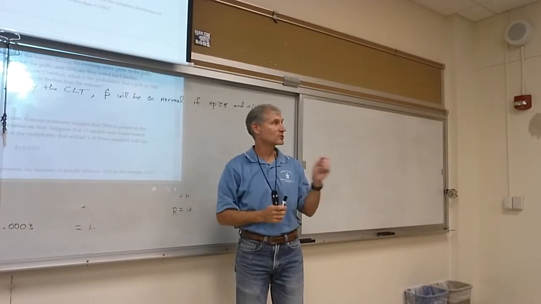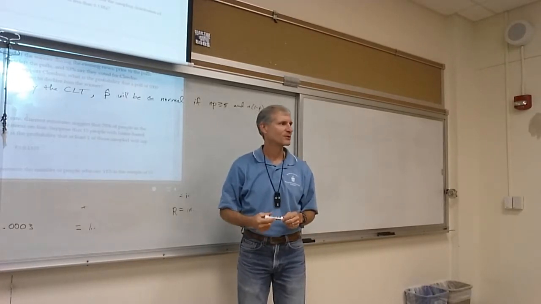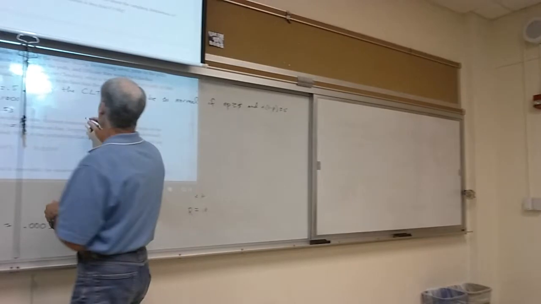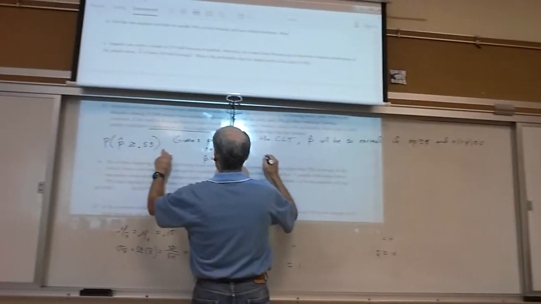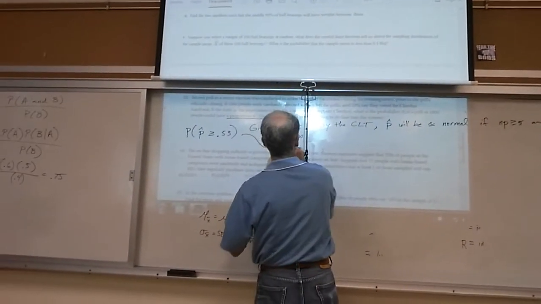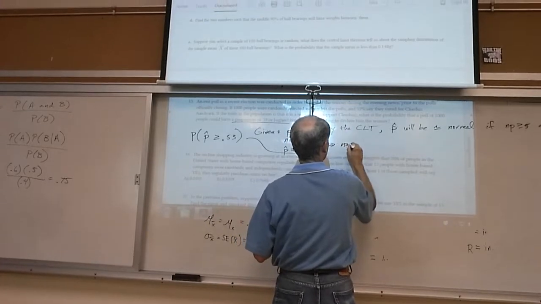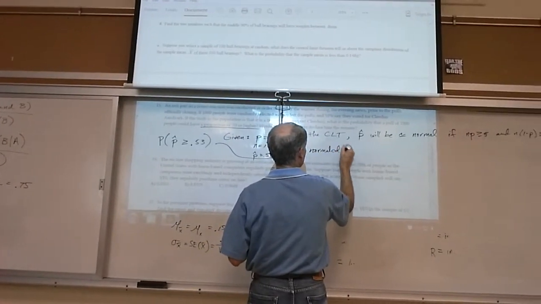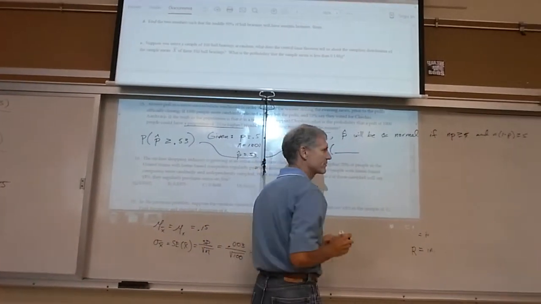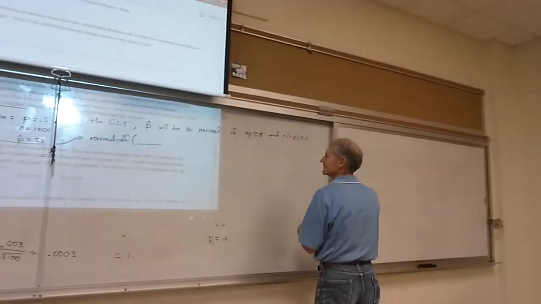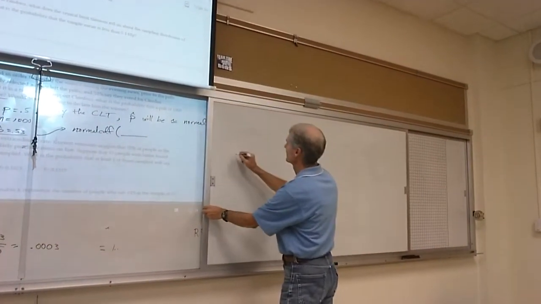So that's met. So p hat will use a normal distribution. That tells me I can use what function? Normal CDF. So this probability is normal CDF. But first I need a ballpark estimate. So I need a picture.